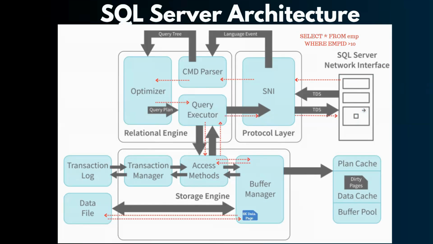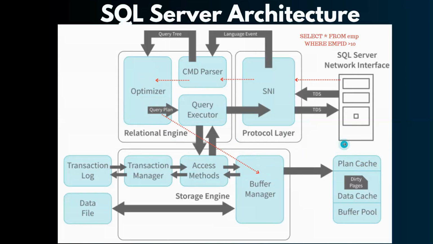Now let's see what will happen when we execute this query again. In this case, the query will be sent to the optimizer using the command parser, and this optimizer knows that we have a plan. The optimizer checks for the plans and will find a plan in the plan cache because this query was executed in the recent past.